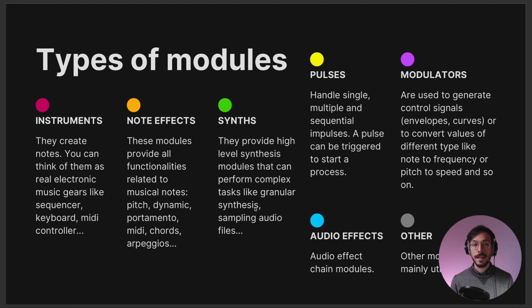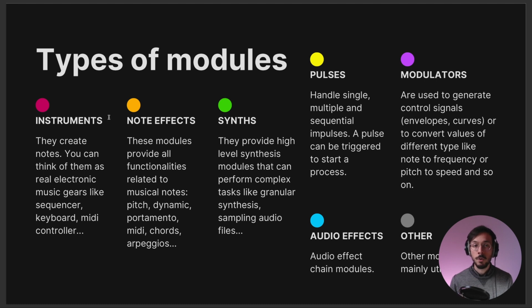Every module has its own color, and this is super useful to understand the overall workflow and how to build your project. So we start with instruments. They have this reddish pink. They are a generic category, but they create notes and they manage notes. You can think of them as musical gears like a sequencer or a keyboard and stuff like that.